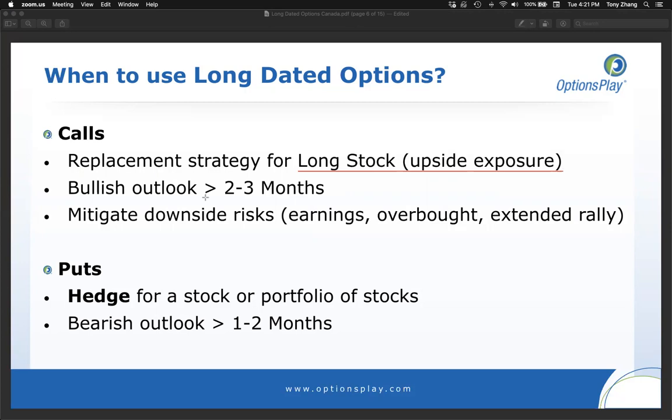Now, to do so, you need to have a bullish outlook that's at least 2 to 3 months out, in my opinion. Meaning, if your bullish outlook is only for the next week, you should not trade a long dated option. You should trade a shorter dated option in that particular case. I highly recommend that you utilize this for longer dated views on your underlying stock.